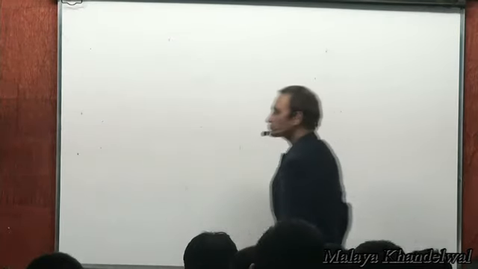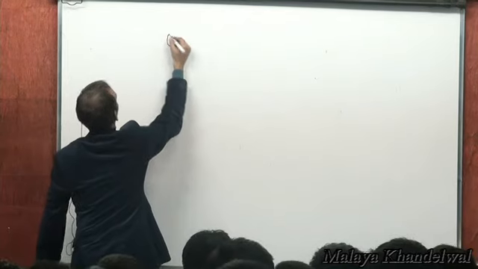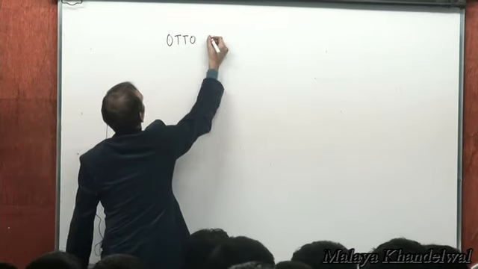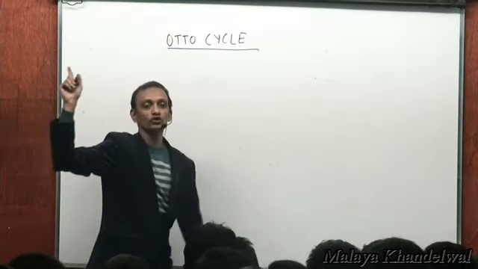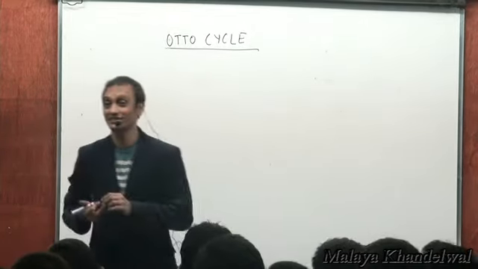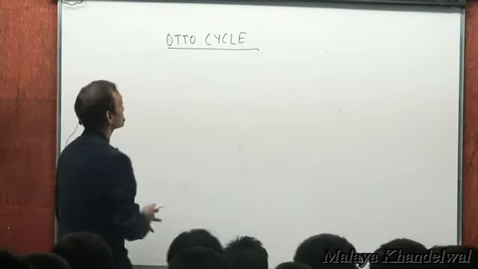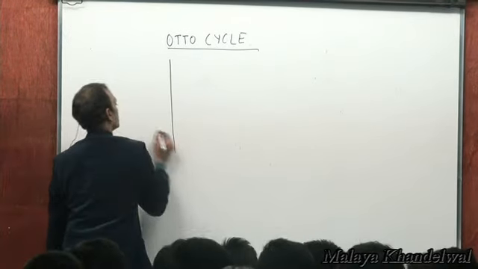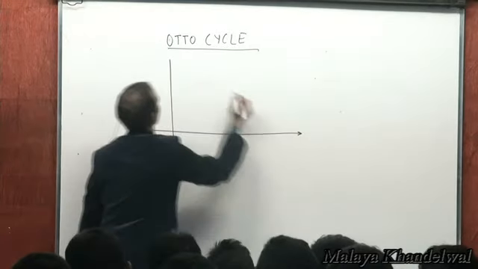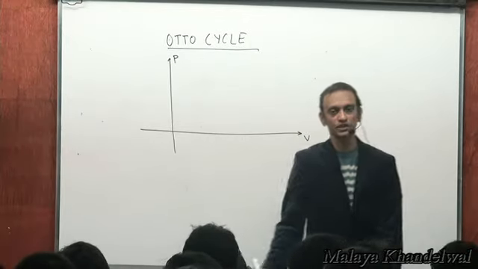Now, a very common cycle is an Otto cycle. Otto is not "auto" as in automobile. Otto was the scientist who invented this cycle, right? And it consists of the following processes. The indicator diagram for this cycle is as follows.